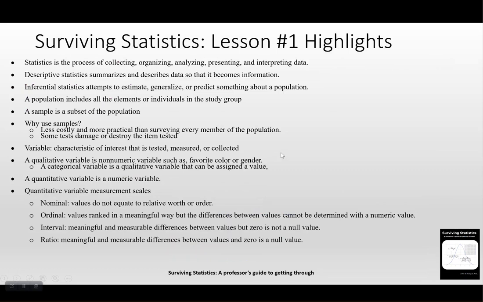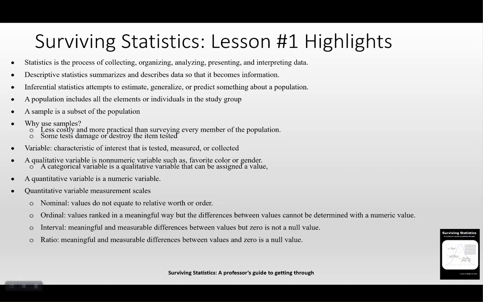Well, let's go ahead and summarize what we've talked about in this particular lesson. So, some of the highlights. I like to define statistics as the process of collecting, organizing, analyzing, presenting, and interpreting data. Remember, descriptive statistics summarizes and describes the data. Inferential statistics attempts to generalize and predict or estimate something about the population, and of course they do that by using samples. And while a population includes all the elements, a sample is a subset.